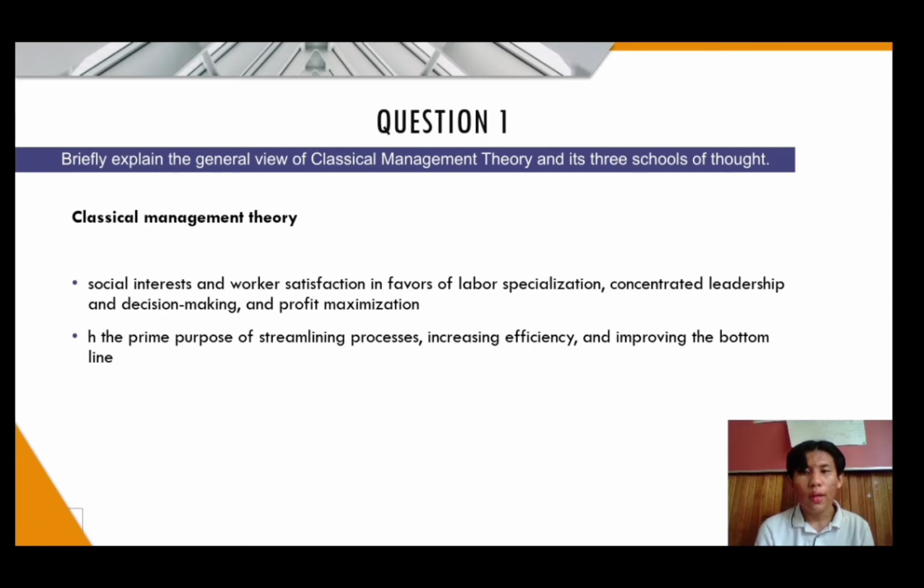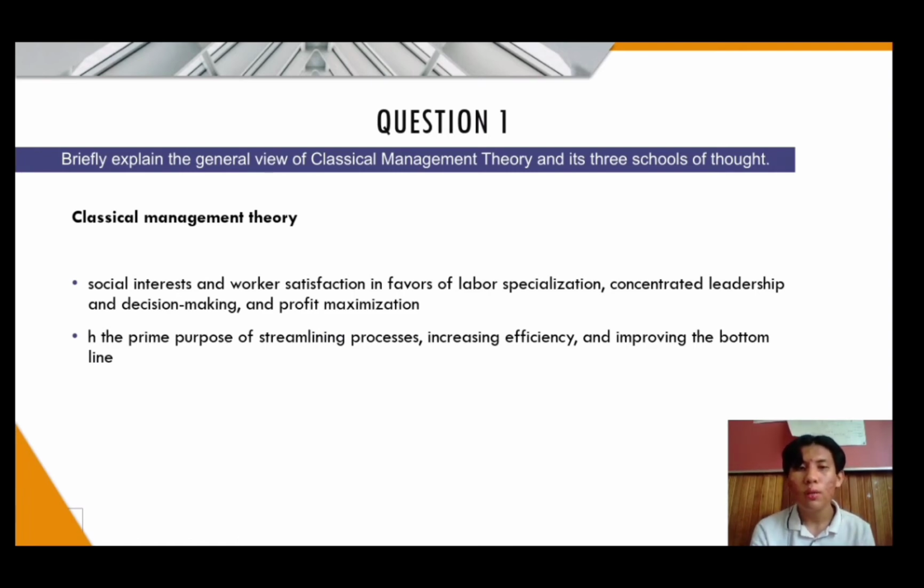So I will talk about the classical management theory. Based on the question, briefly explain the general view of classical management theory and its three schools of thought, which is the scientific management, the administrative management, and bureaucratic management. So I will explain a short definition of classical management theory.